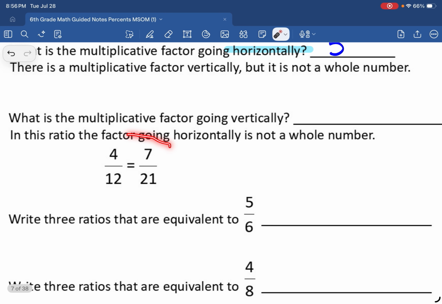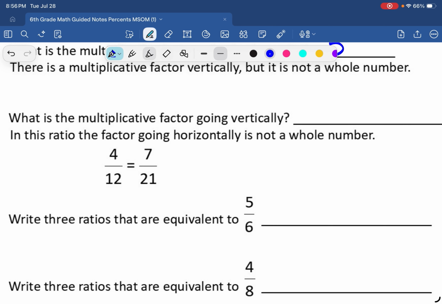Let's look at this ratio right here. It says, what is the multiplicative factor going vertically? So in this case, 4 times 3 is 12, and 7 times 3 is 21. So the multiplicative factor going vertically is 3.